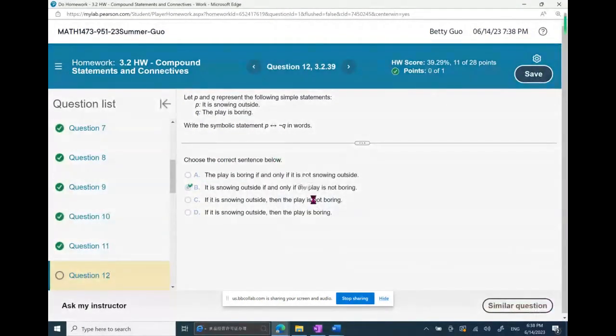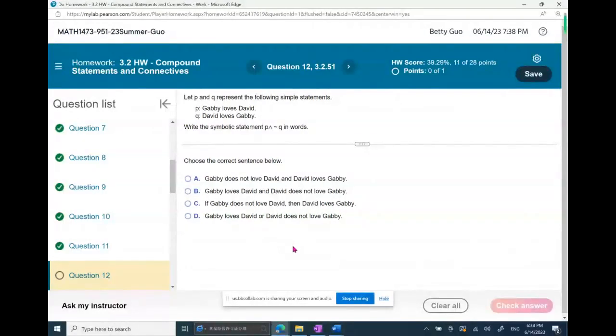Next question, number 12. P represents Gabby loves David. Q represents David loves Gabby. Write a symbolic statement in words. So this is a disjunction or conjunction? The upside down V is a conjunction. Exactly. So we're going to look for and or but, right?